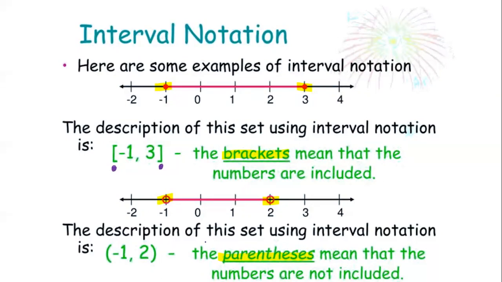Okay, here we have open circles, and because they're open circles, we use parentheses. That's because it means that the values are not included. Everything in between is included, but are those beginning and end values included? No, they're not.